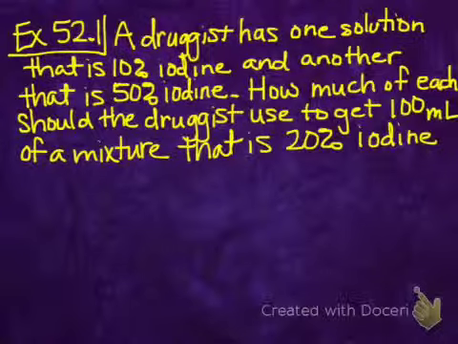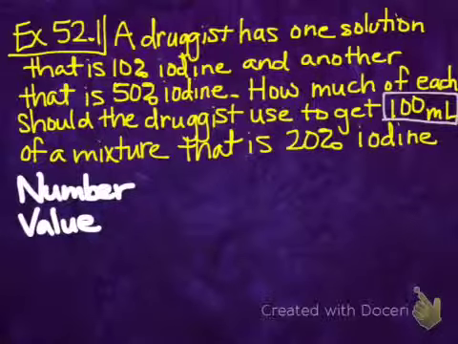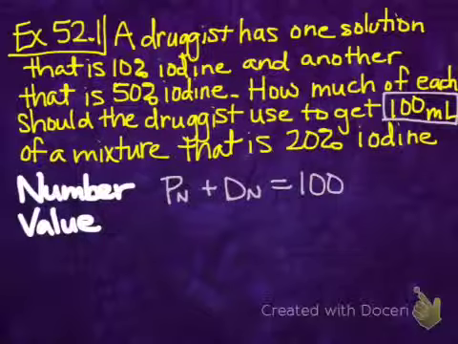It's the same concept. So, for example, a druggist has one solution that is 10% iodine and another that is 50% iodine. How much of each should the druggist use to get 100 milliliters of a mixture that is 20% iodine? So again, you have a number and a value. When you have the number, you have the total, which is 100 milliliters. So we have the amount that you pour in plus the amount that you dump in is 100 milliliters.